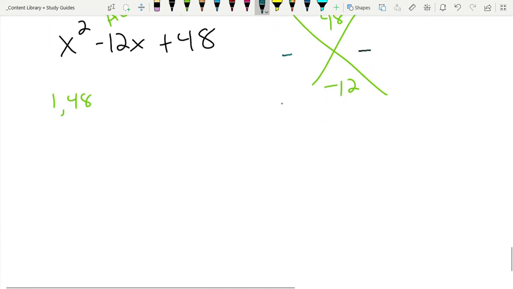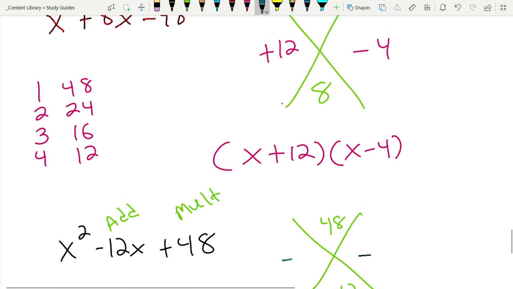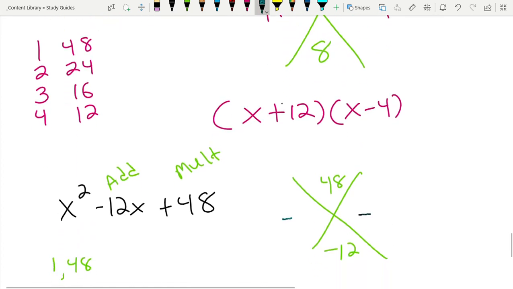We've already got 48's done. We did that on the last problem. So let's go back to it. Do any of these numbers add to give me a negative 12 if both of them were negative? So far, no. But let's keep the process going.